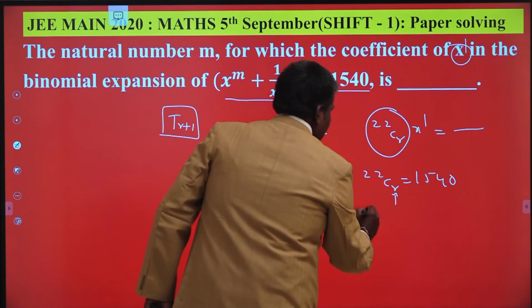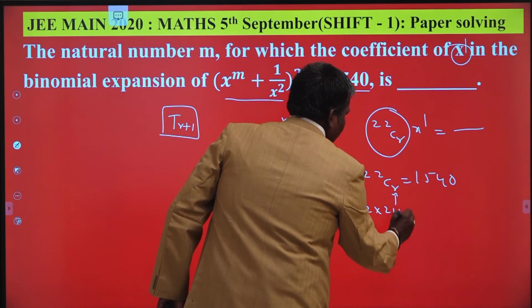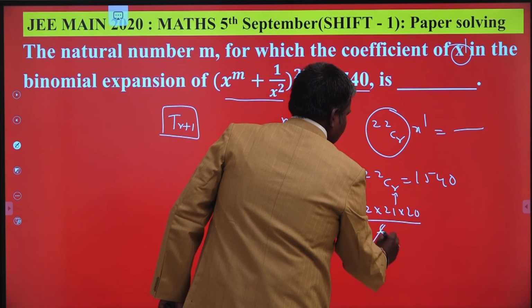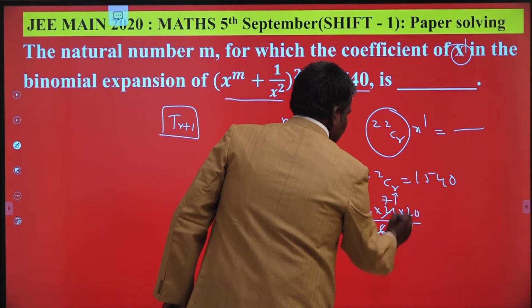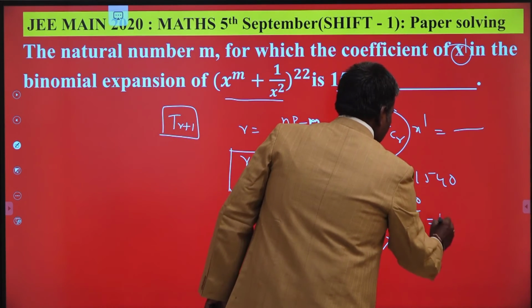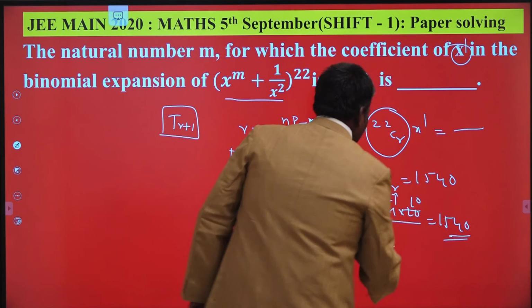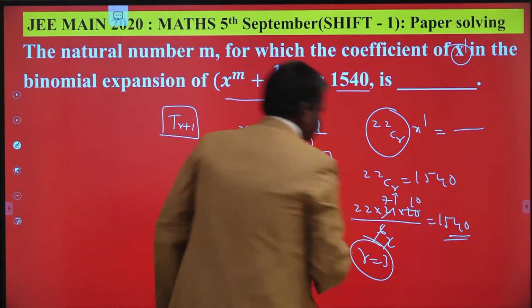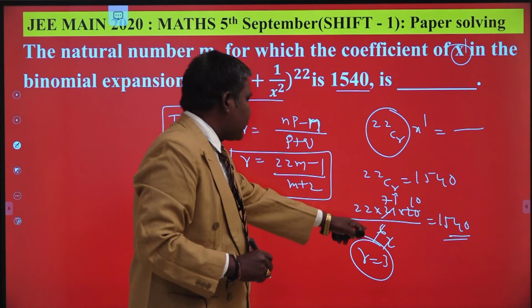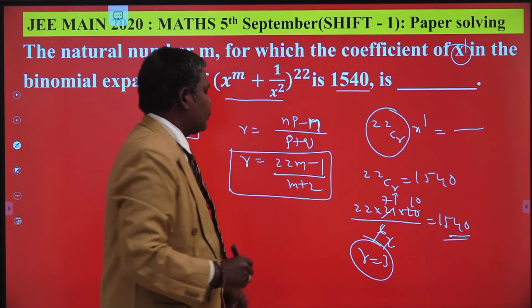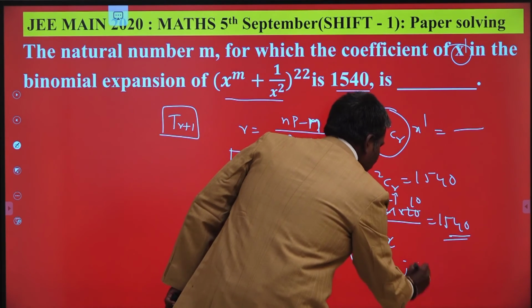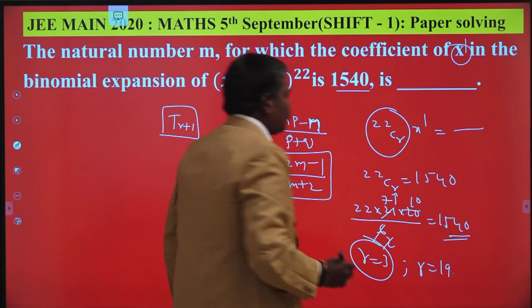Because 22C3, take that one: 22 into 21 into 20 by 3 factorial. 3 twos are 6, 3 sevens, and 10 times. 22 sevens are 154, that is 1540. So for r equal to 3, it is valid. It is valid for r equal to 19 also, because nCr is equal to nC(n minus r). Therefore, r is equal to 3 as well as r is equal to 19.